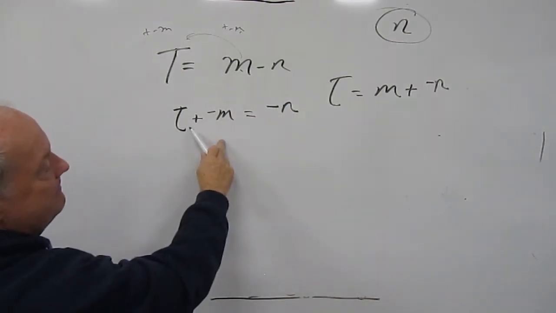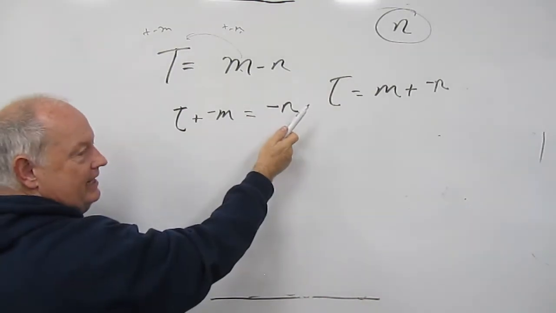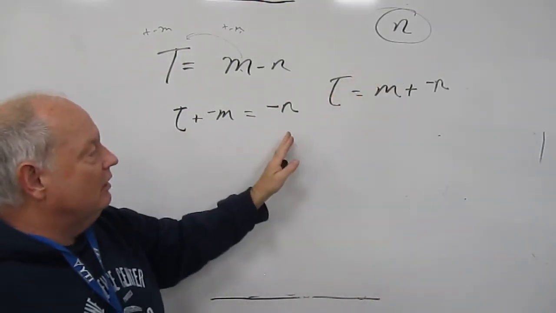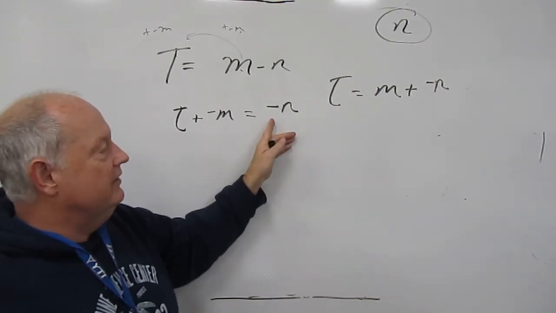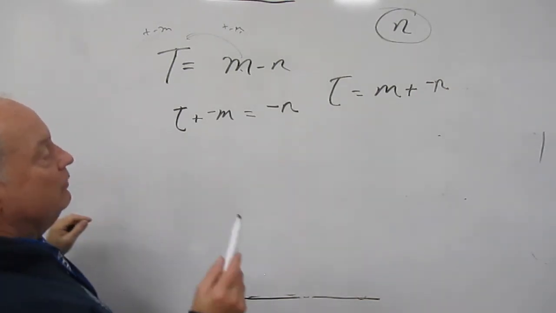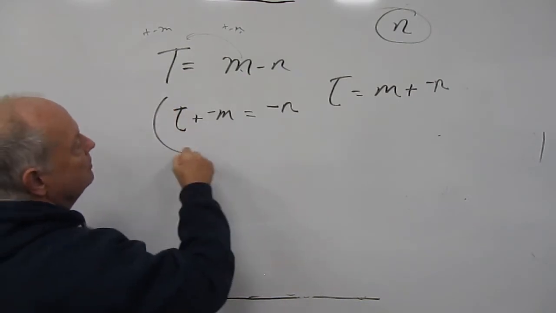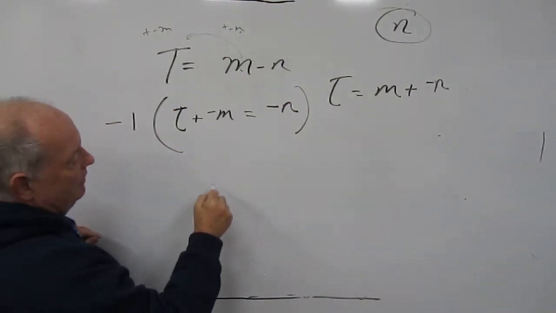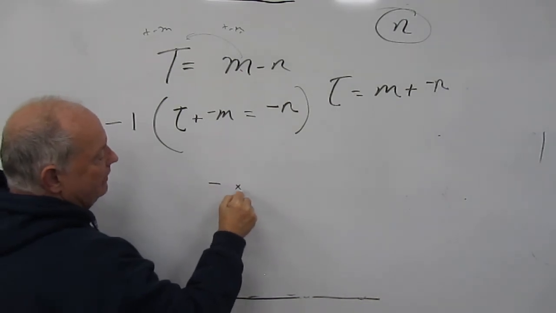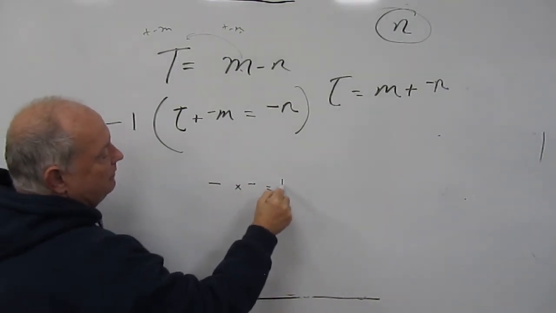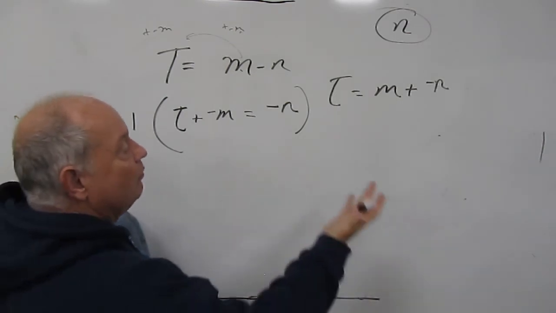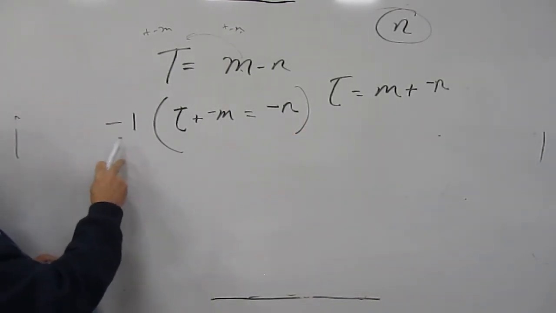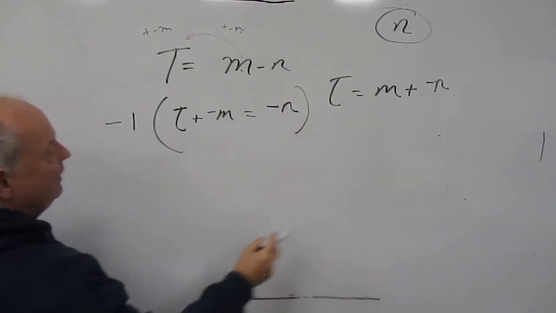T plus negative m equals negative n. We're solving for n. We are not solving for negative n, so we have to get rid of this negative sign. In order to get rid of the negative sign, we multiply the whole thing by negative 1. Remember, a negative times a negative equals a positive, and we want negative n to be a positive. So we multiply by a negative 1, the whole equation all the way.